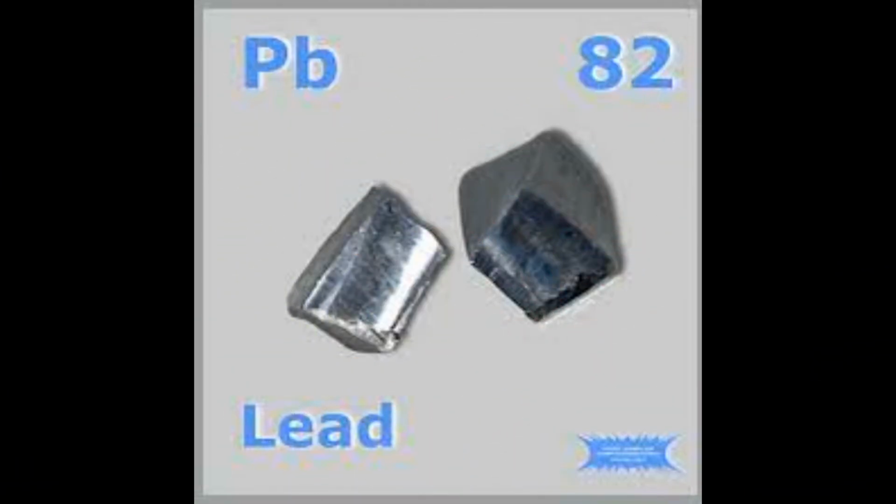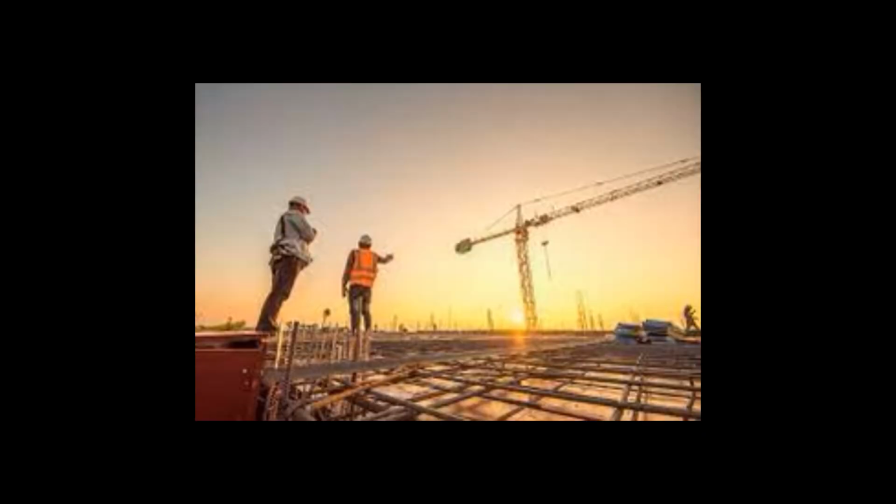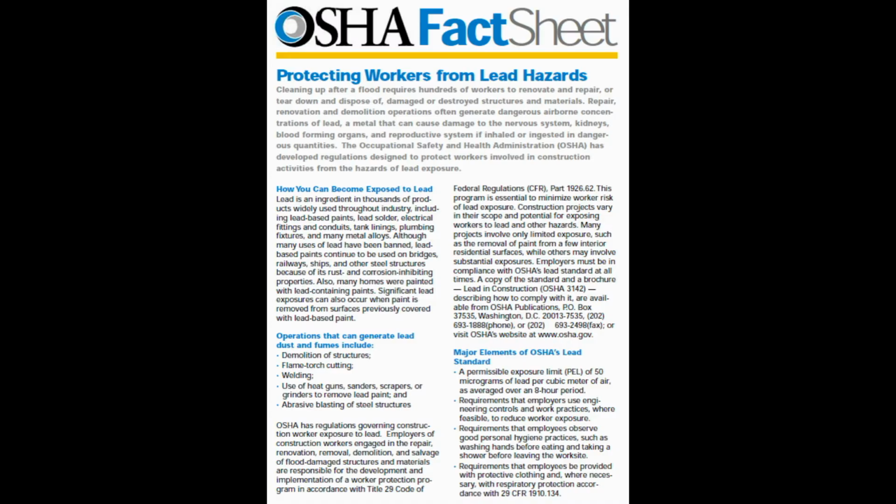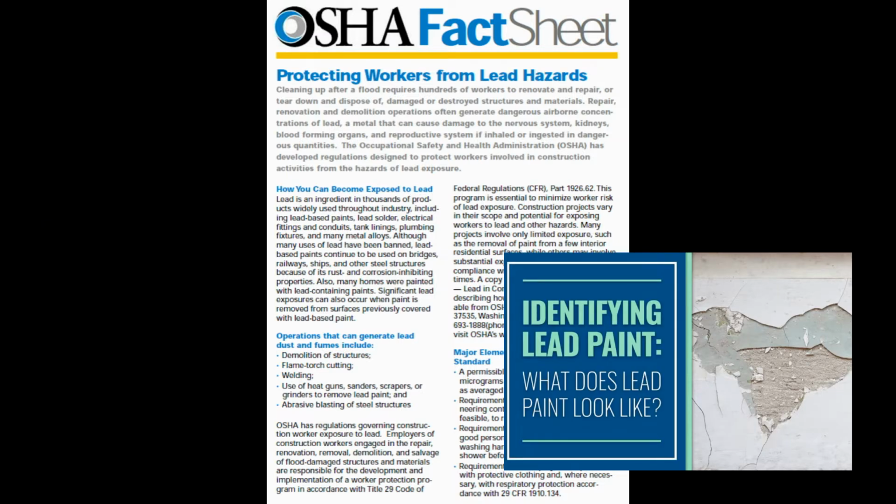Coming right out of the gate, we've got lead. That is the first major hazardous item that we are going to talk about. We've known about the effects of lead in construction for more than 20, 30 years, so I don't really have to focus too much on it. This is an OSHA fact sheet. Lead is an ingredient in thousands of products widely used throughout industry, including lead-based paints, which is primarily where we may come into contact with it in construction.